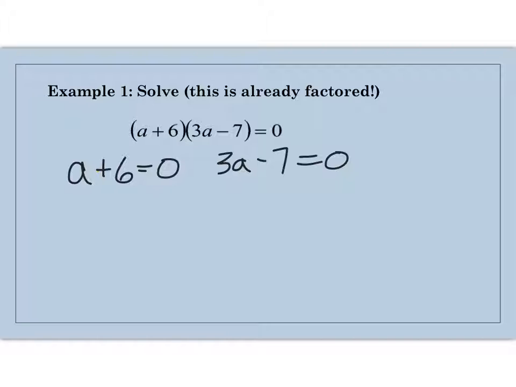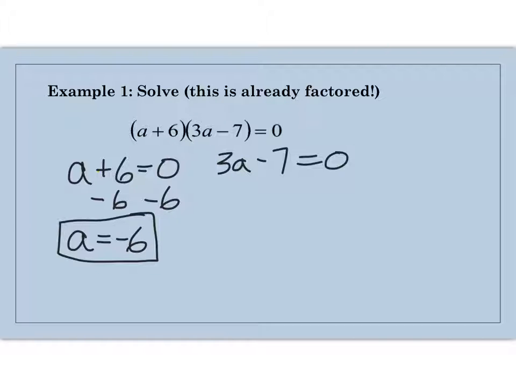So I'm going to start with a plus 6. To get a by itself, I know I need to subtract 6 from each side. And then I'll get a equals negative 6. So here's the first answer.